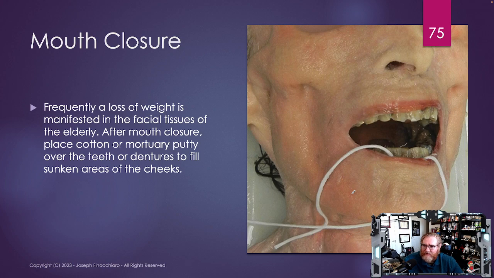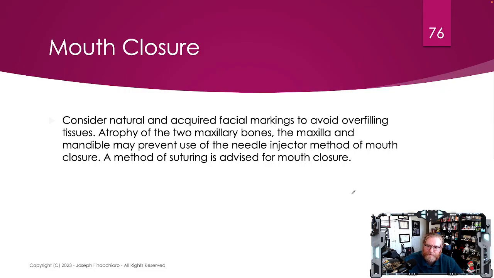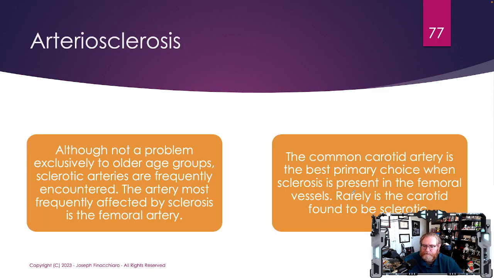Frequently, a loss of weight is manifested in the facial tissues of the elderly. After mouth closure, place cotton or mortuary putty over the teeth or dentures to fill in sunken areas of the cheeks. With mouth closure, consider natural and acquired facial markings to avoid overfilling tissues. Atrophy of the two maxillary bones, the maxilla and mandible, may prevent use of the needle injector method of mouth closure. A method of suturing is advised for mouth closures.